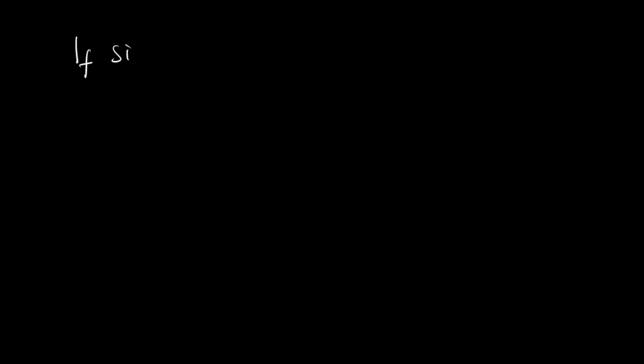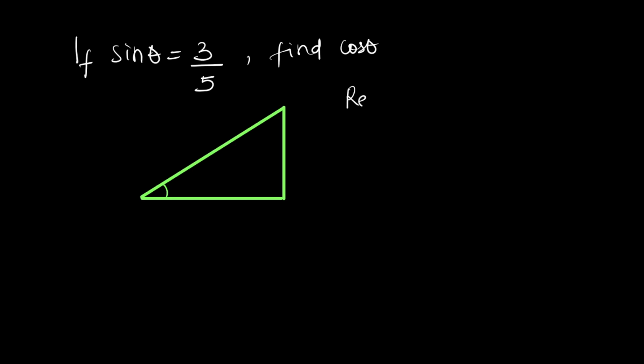This question reads, if sine theta is equal to 3 over 5, find cos theta. So from here, we are going to find cos theta. Recall, we'll start by drawing the right angle triangle. But recall that our sine is given to be opposite over our hypotenuse. So we are going to find the opposite.